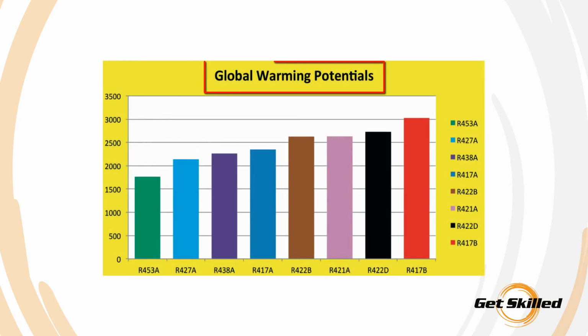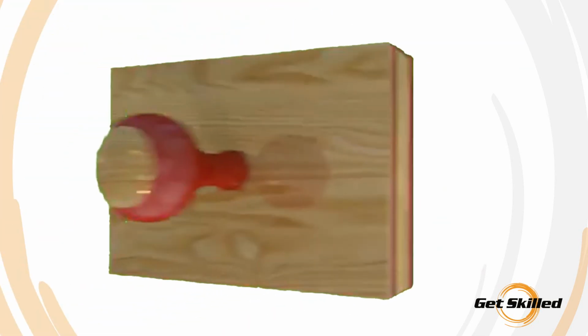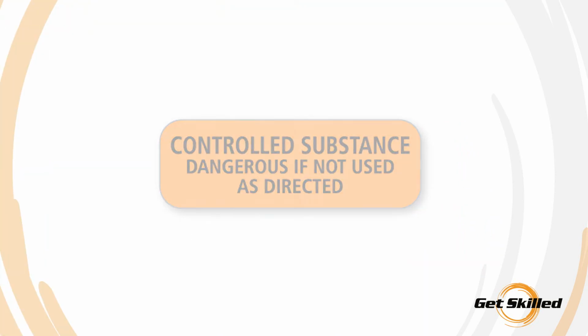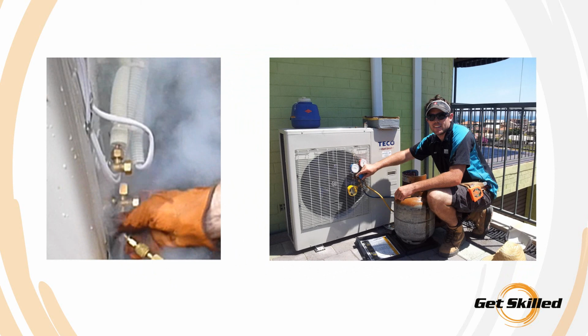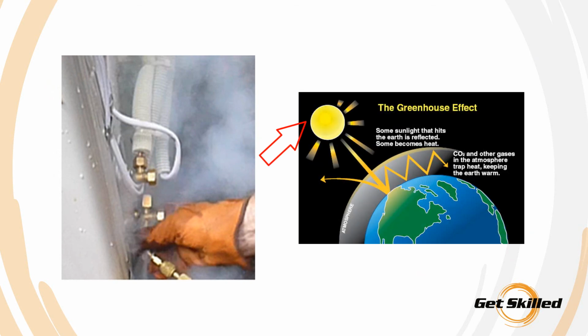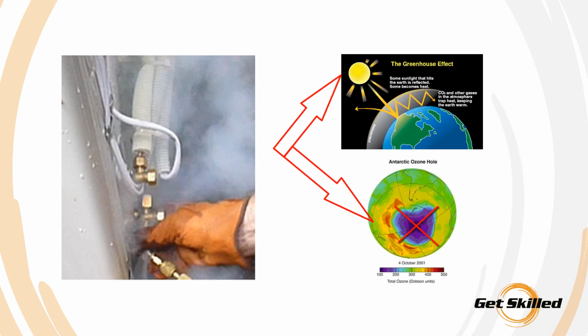The GWP of many refrigerants is so high that they are a controlled substance in Australia. Therefore, it is important when working with refrigerants that they are not released to the atmosphere, as they will contribute to global warming, even if they do not deplete the ozone layer.